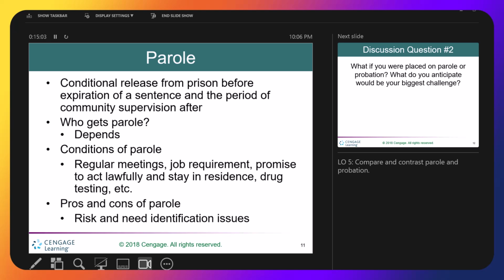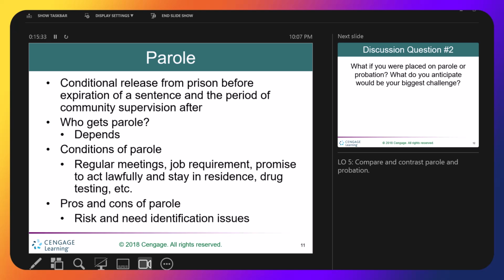So parole. This is when someone is in prison and they get parole. That basically means they didn't serve out their sentence. They got released early, and they got released early based upon certain conditions. Some of the conditions are that they must have a job, they must stay lawful, they must stay in a residence, and have drug testing. They must stay with somebody that's documented with the system. For instance, they can't go stay with a criminal buddy. They may have to go stay with their mother or their father or something like that.